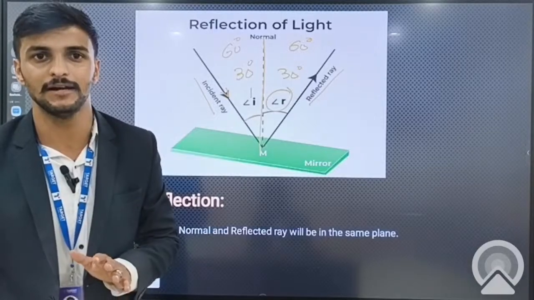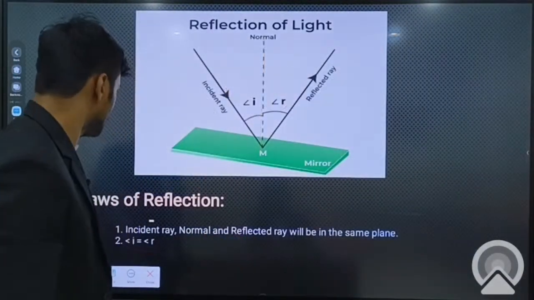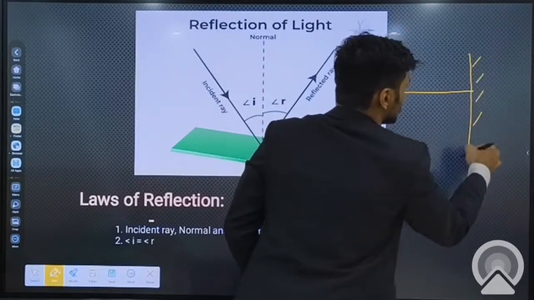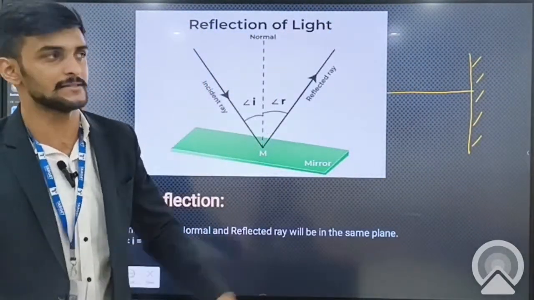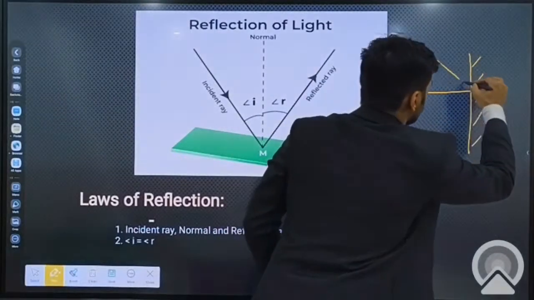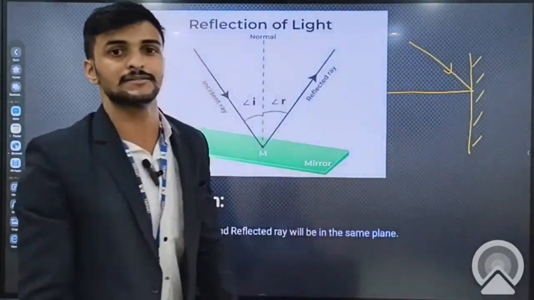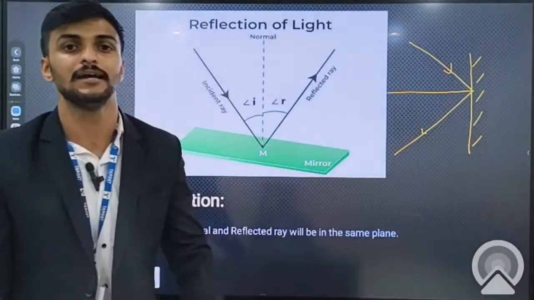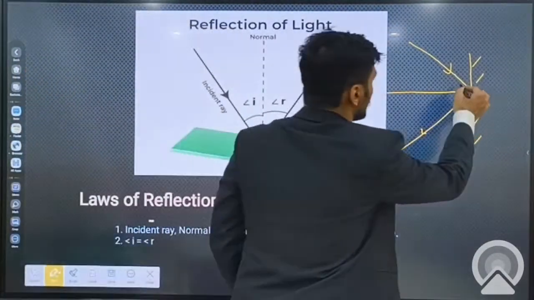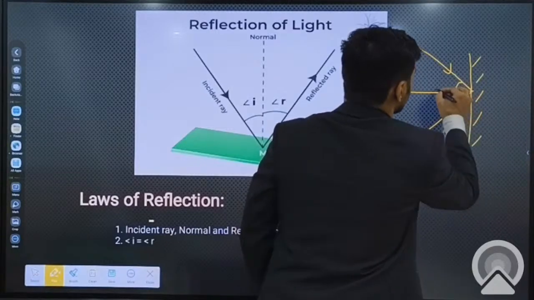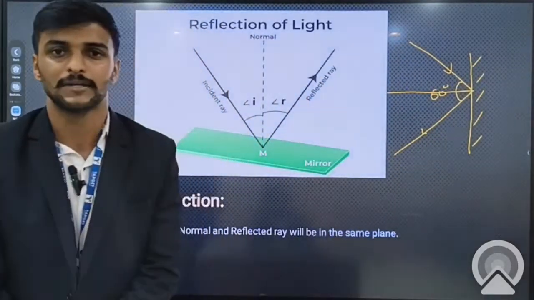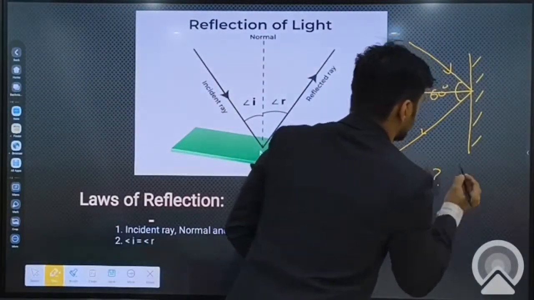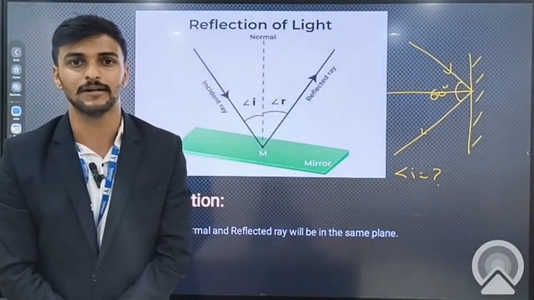Clear guys? So there was a question like this. Suppose this is a plane mirror, and the light is coming like this. This is my incident ray, and the light is coming out. This is my reflected ray, and the angle between the incident ray and the reflected ray is given. It is 60 degrees. The question was, what is the angle of incidence?